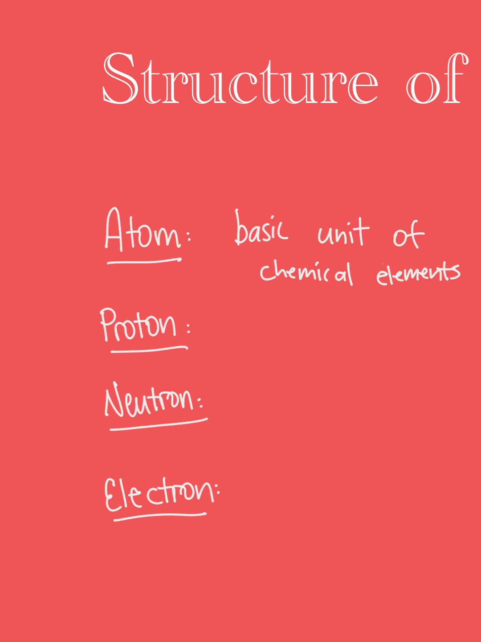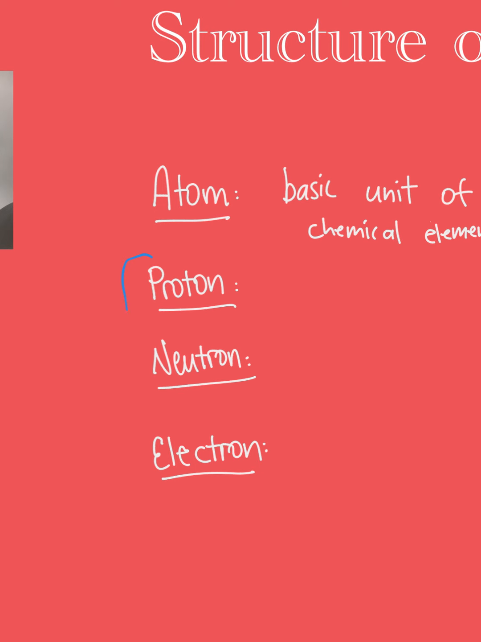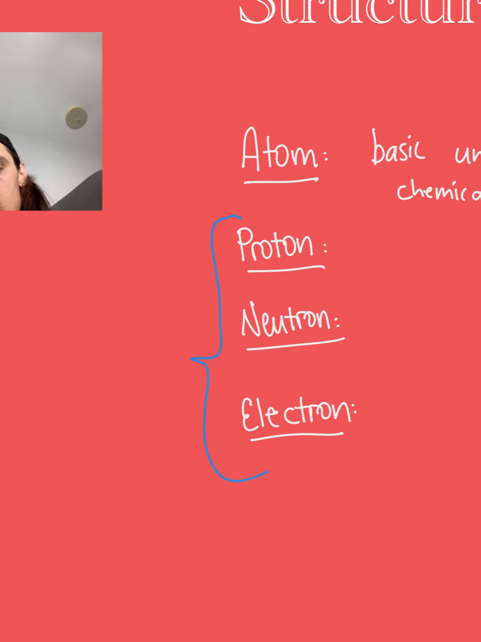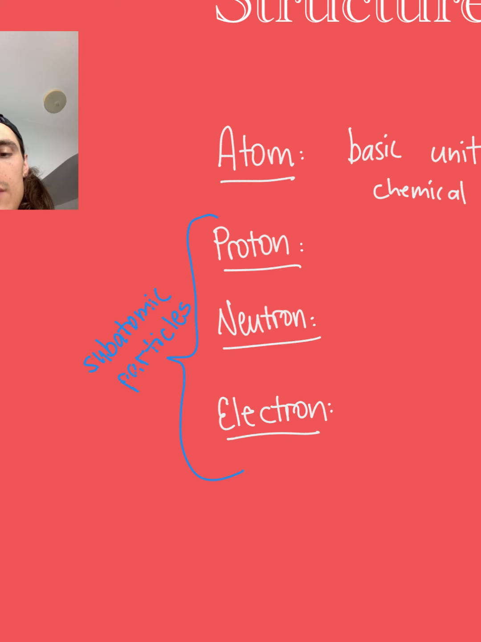Okay, and it has three parts. So these things here, proton, neutron, and electron, these are all considered subatomic particles because they fall underneath an atom. So these are parts of an atom. They, for the most part, aren't existing by themselves. They are usually part of an atom. So they're considered subatomic particles.